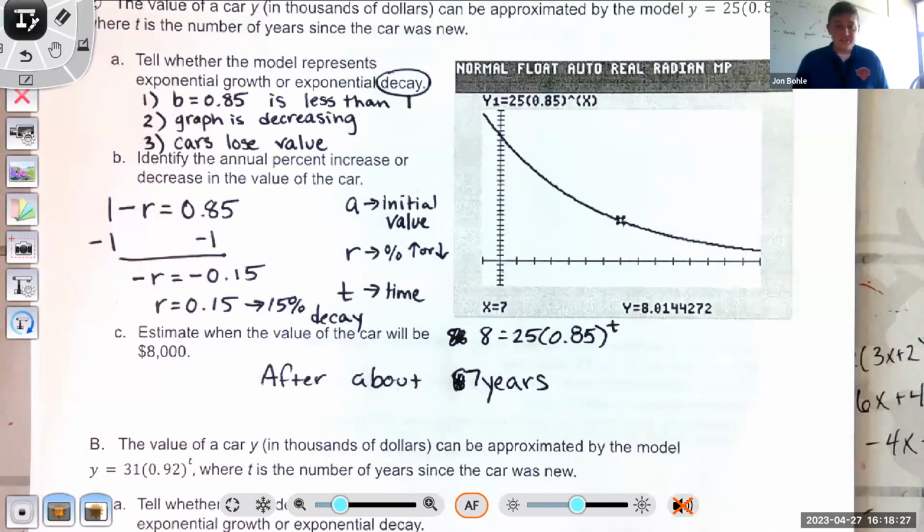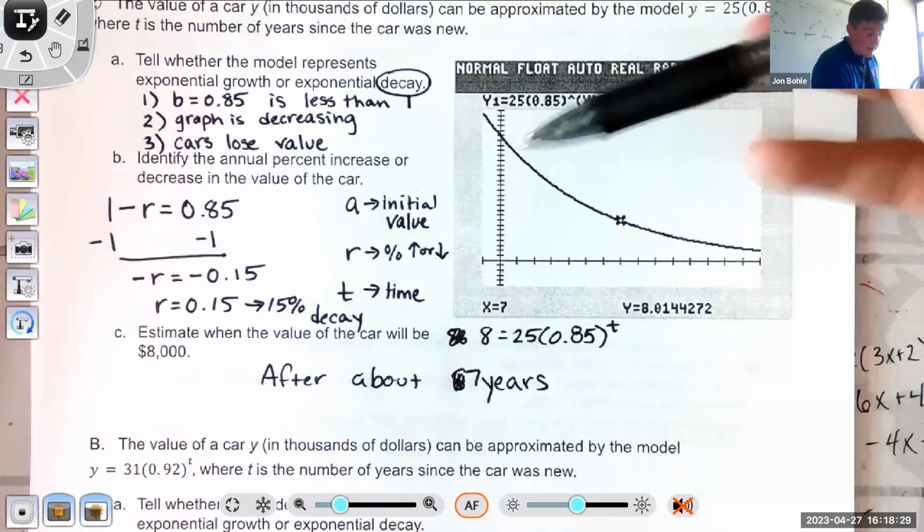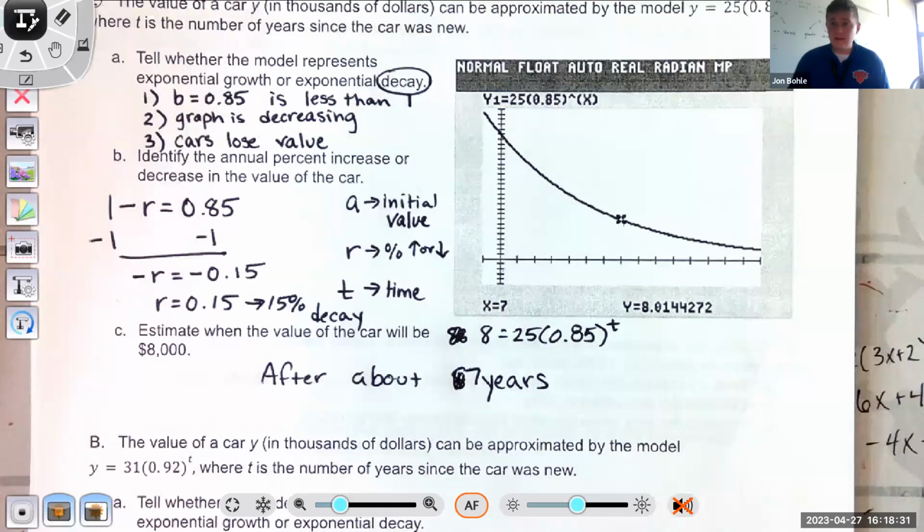So that would be my suggested method to you. You could 100% graph this thing and try to find the Y value, but I think it's just easier to look at the table and give a rough estimate of that. Okay, similar to the previous problem, part B is going to be for your practice today. So let's go ahead and save that for later, and keep pressing through here.